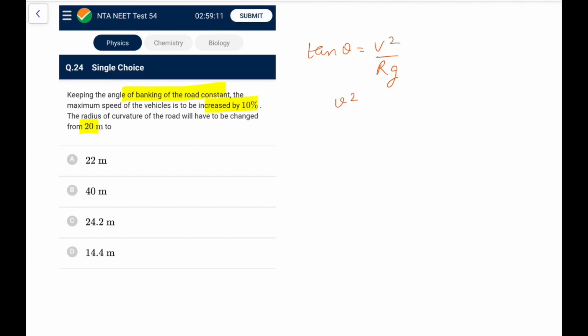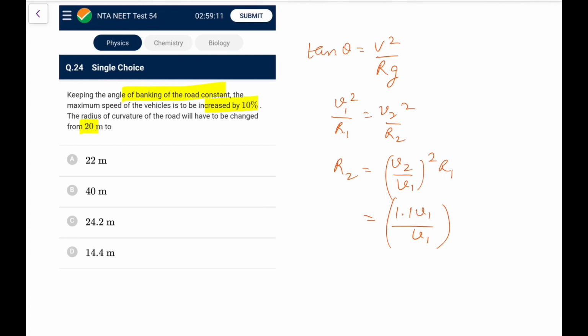That means v square by r will remain same, so v1 square by r1 would be equal to v2 square by r2. So the new r2 would be v2 by v1 whole square times r1. So now v2 is 10% more, that is 1.1 times v1. Okay, 100 plus 10, 110, you can say square into 20. 1.1 square is 1.21 into 20. So this is what I get is 24.2 meters. Go for option C, no other choice.